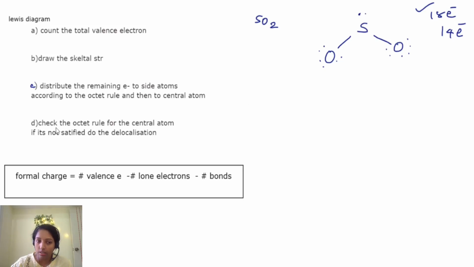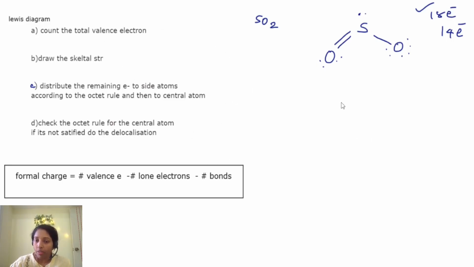And then see the last rule, check the octet rule for the central atom. If it's not satisfied, do delocalization, which means sulfur has 2, 4, 6 only. So definitely sulfur needs one more electron, so this electron is shifted to that one. So this is the Lewis diagram of SO2, right? There is no charge, so no need of brackets. Clear? So now sulfur is satisfied, 2, 4, 6, 8, and everything is satisfied. So this is the Lewis diagram.